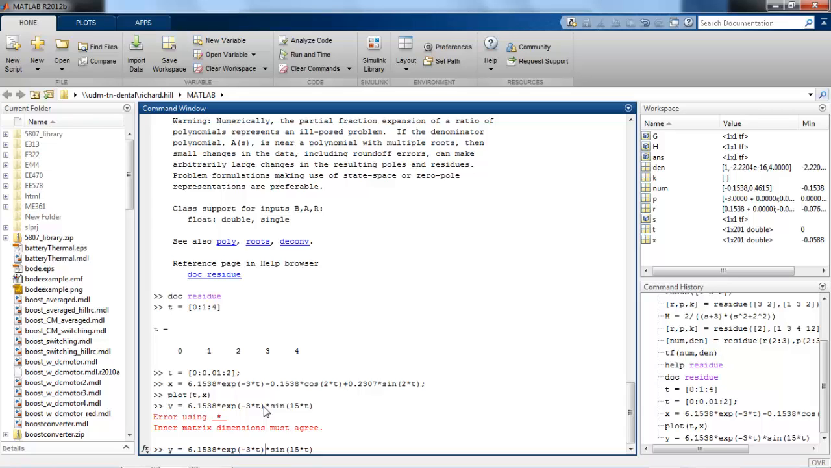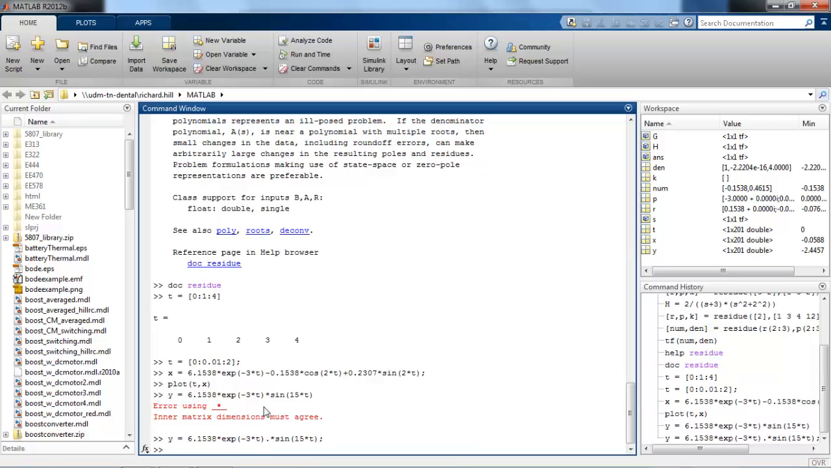We want to multiply the exponent when t is equal to 0 times the sine wave when t is equal to 0. That'll be our first element. Then we want to do the multiplication when t is 0.1 and t is 0.1, and so on. And so the way that you represent element by element operations is to add a period before the asterisk. So dot asterisk means element by element multiplication. Again, I'll put the semicolon to inhibit the returning of the output to the command line.